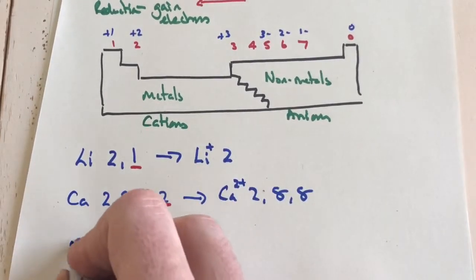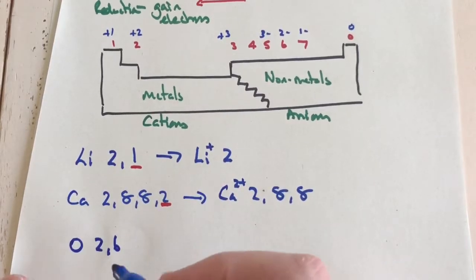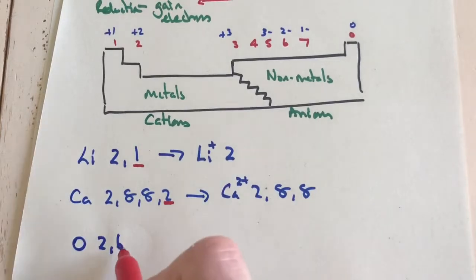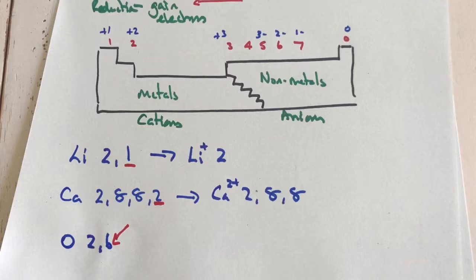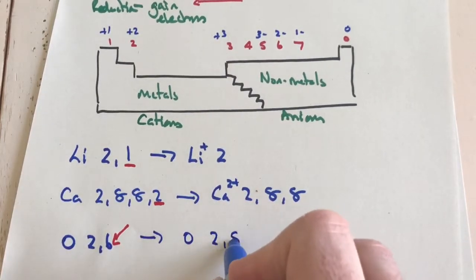So if we pick on oxygen, oxygen has 8 electrons, 2, 6 is the arrangement. That's not stable. How's it going to become stable? Well, it needs to pick up 2 electrons. It needs to gain 2 electrons. If it gains 2 electrons, it's going to become oxygen with 2, 8.